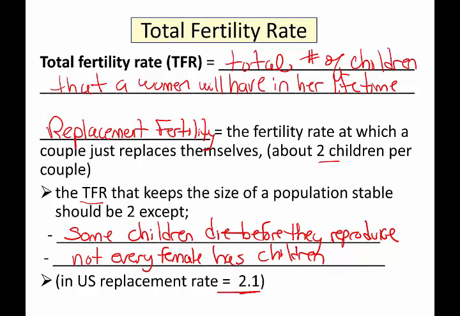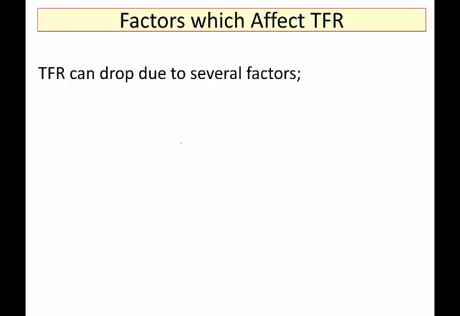So if you think about this, in countries that have a high infant mortality rate, so a lot of their infants die, you would expect the replacement fertility to be what? 2, less than 2, or higher than 2? Well, if you answered higher than 2, you would be correct. So if you have a lot of infants dying, then the typical couple would have to have more than 2 children to replace themselves. So that's an example of something that can affect total fertility rate.